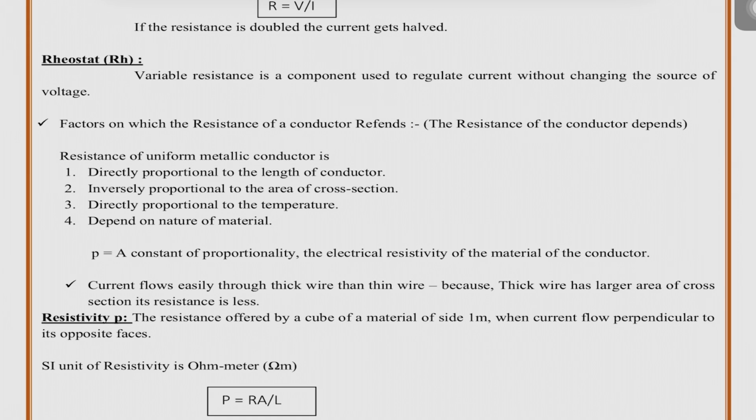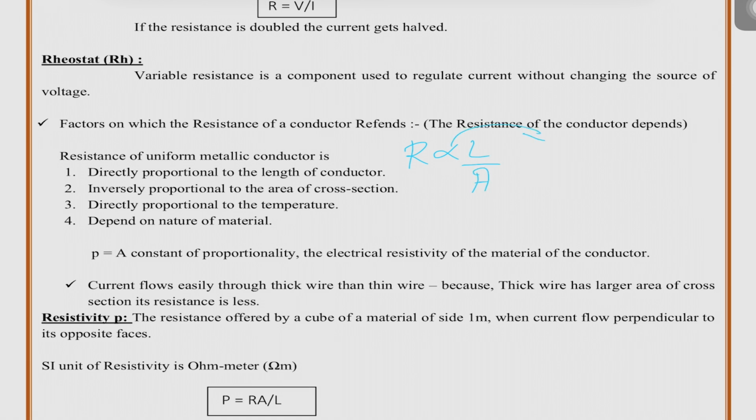So which is the formula which relates that is R is directly proportional to length and inversely proportional to area of cross section. That is, if length is increased, then resistance also increases. But if we increase the area of cross section, resistance decreases. That is, it is inversely proportional. So that is, R is directly proportional to length and inversely proportional to area of cross section.